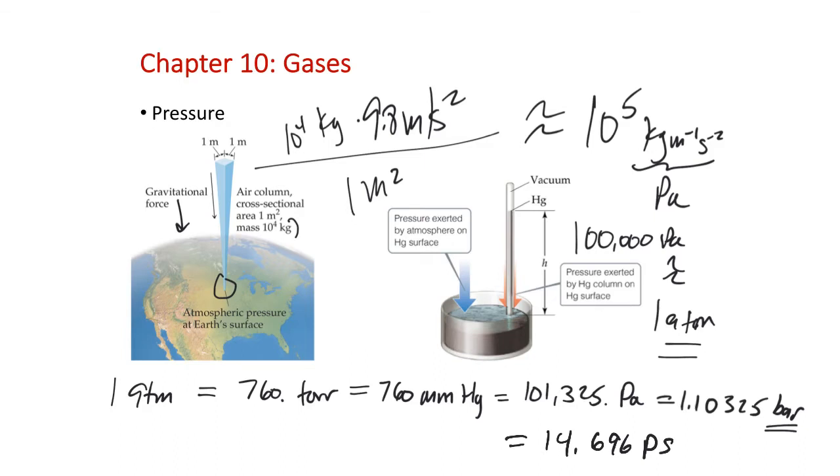14.696 pounds per square inch. Now the pounds per square inch is just an interesting unit because you're thinking of the force in terms of the pounds of pressure that are exerting onto a square inch. So it's just a slightly different unit for pressure that sometimes we encounter.